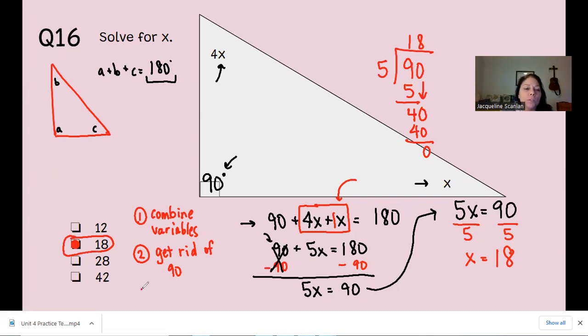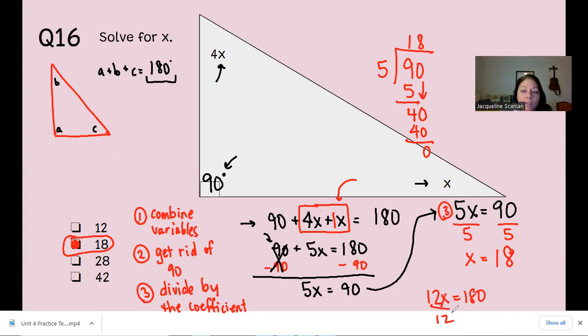I probably should have also stated step 3, because we got rid of the 90 and we were left with 5x equals 90. The last step, step 3, is to divide by the coefficient. That would be the number 5. In this last step, I divided by the 5, which we call the coefficient. If this equation happened to say 12x equals 180, I would have divided by 12. I would have divided by whatever that number is in front of the variable.